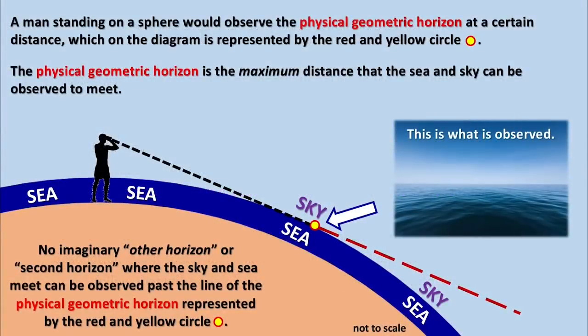A man standing on a sphere would observe the physical geometric horizon at a certain distance, which on the diagram is represented by the red and yellow circle. The physical geometric horizon is the maximum distance that the sea and sky can be observed to meet. This is what is observed. No imaginary other horizon or second horizon where the sky and sea meet can be observed past the line of the geometric horizon represented by the red and yellow circle.